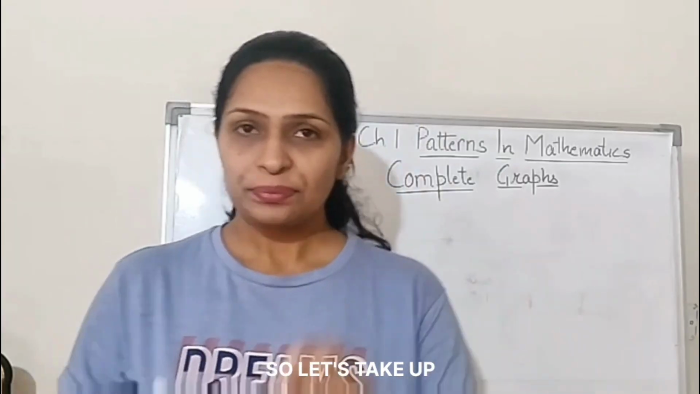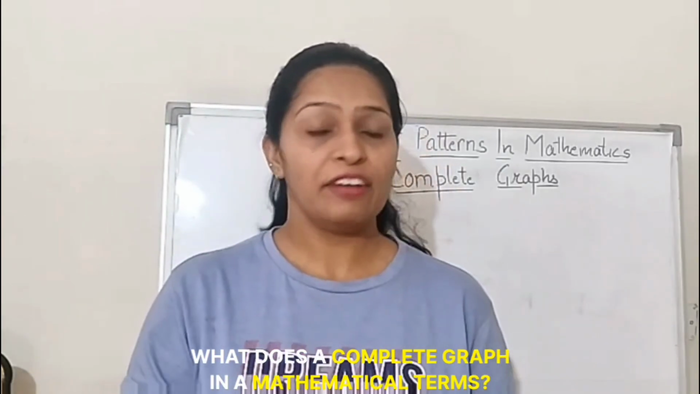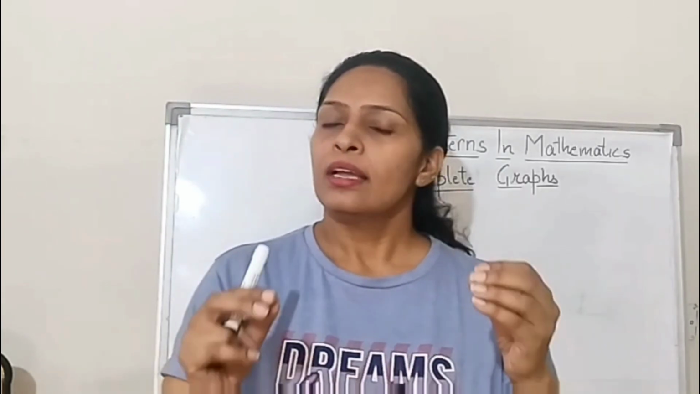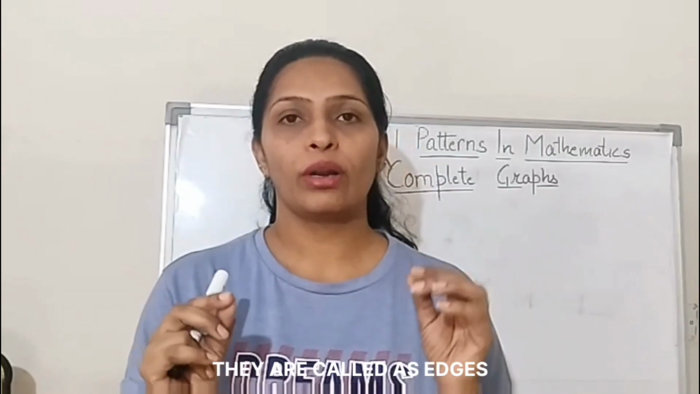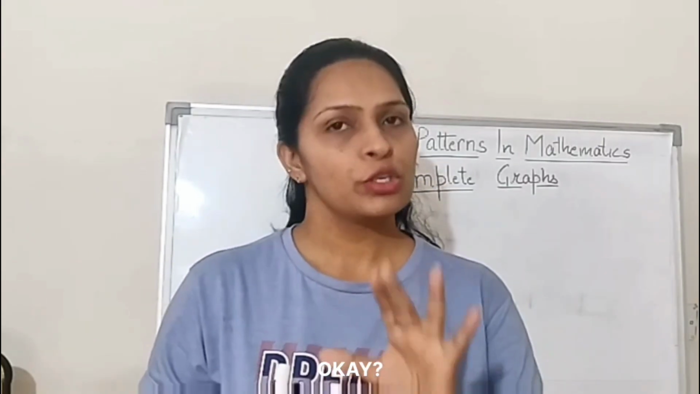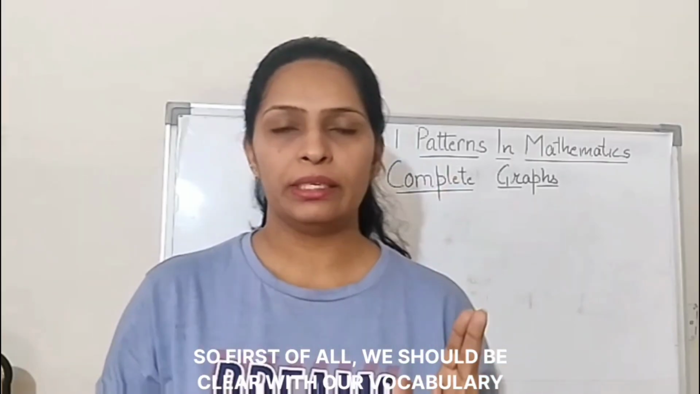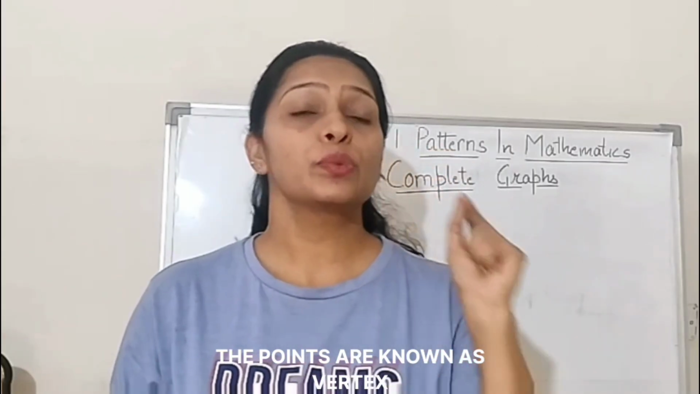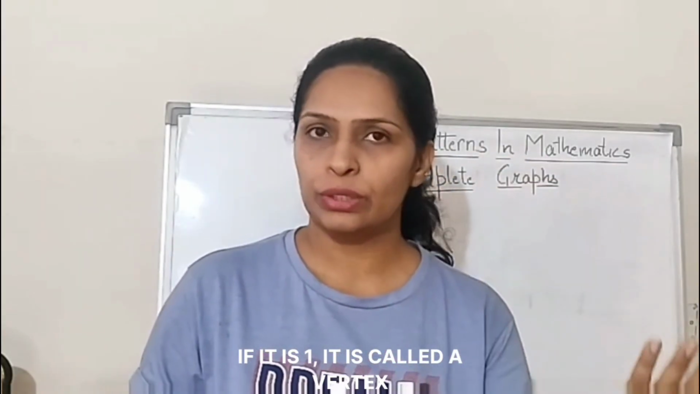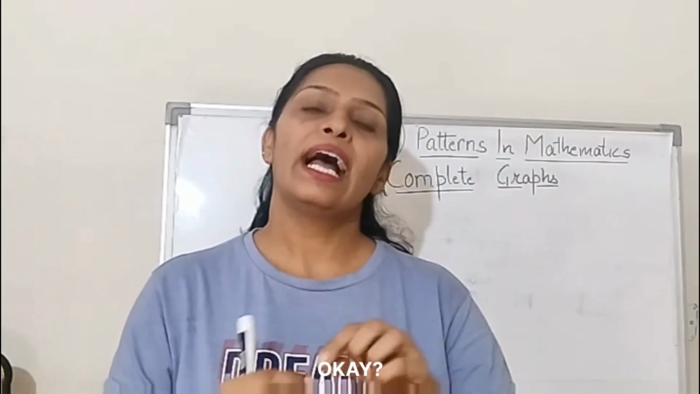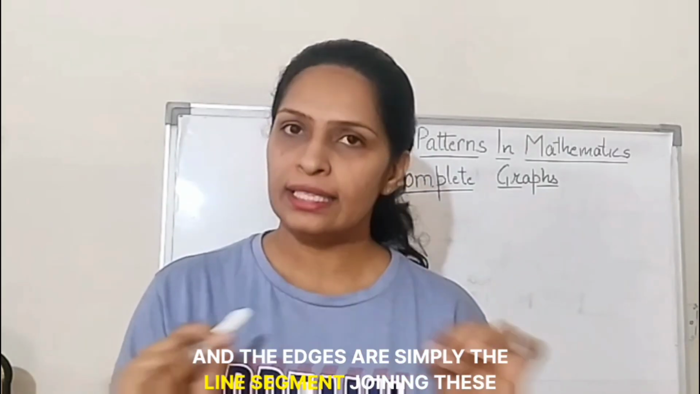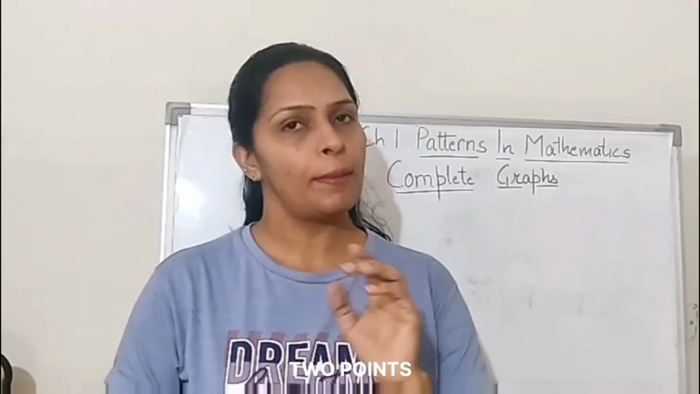So let's take up: what is a complete graph in mathematical terms? All the points in mathematics we call vertex, right? And the line segments joining those points are called edges. First of all we should be clear with our vocabulary. The points are known as vertex. If it is one, it is called a vertex. If it is more than one, we call them vertices. And the edges are simply the line segments joining these two points.